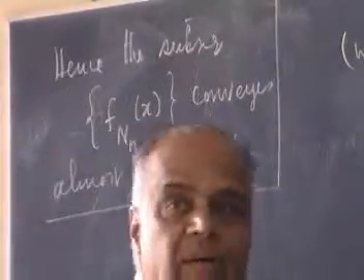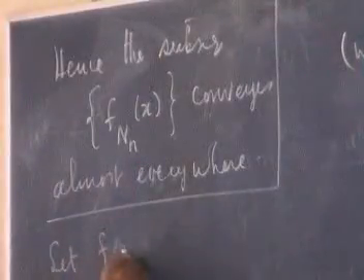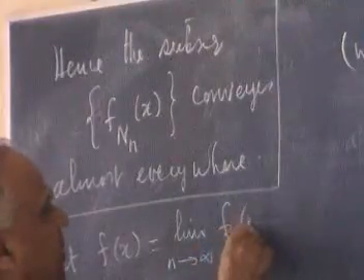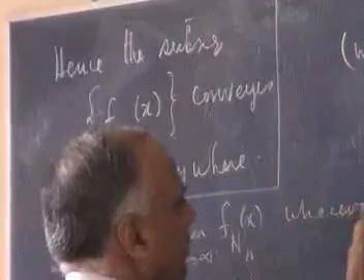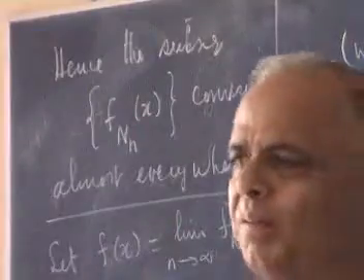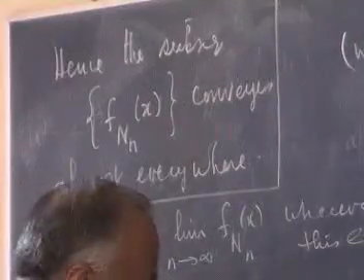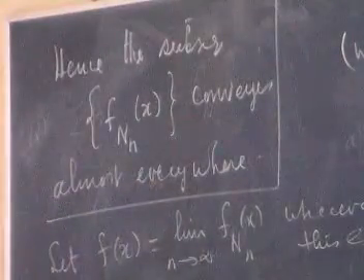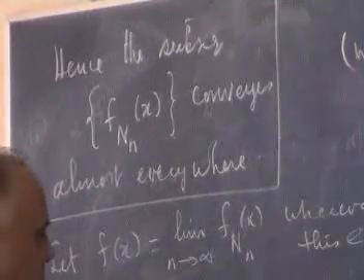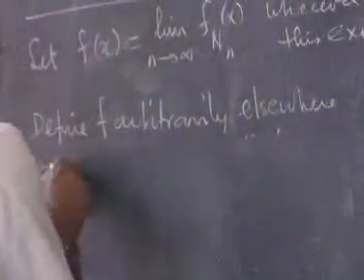So now I have a way of getting hold of a function. So that f(x) is equal to the limit as n goes to infinity of Fn(x), wherever this exists. And at other places you do whatever you want. It is a set of measure zero, so define it arbitrarily. Okay, this completes the first step.